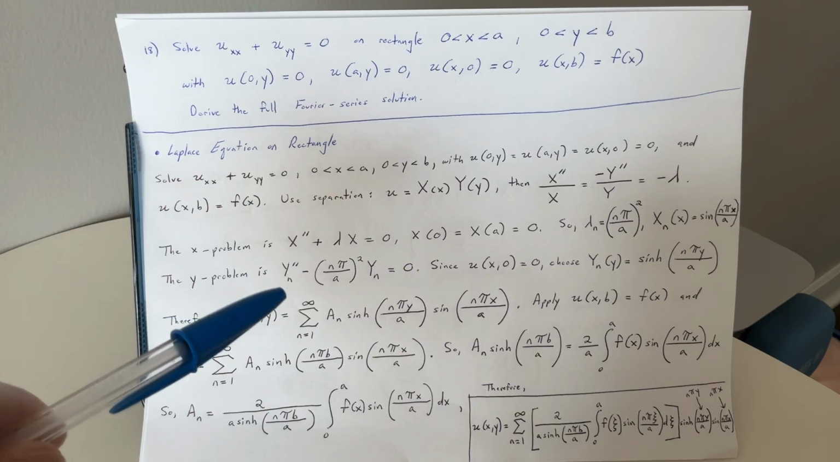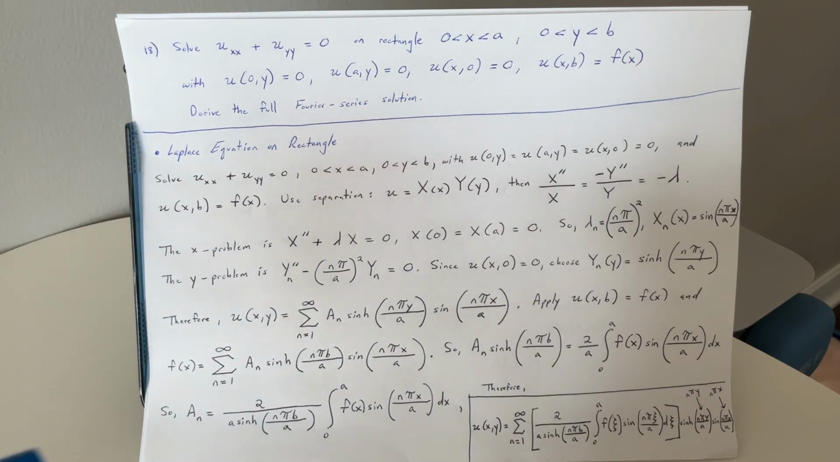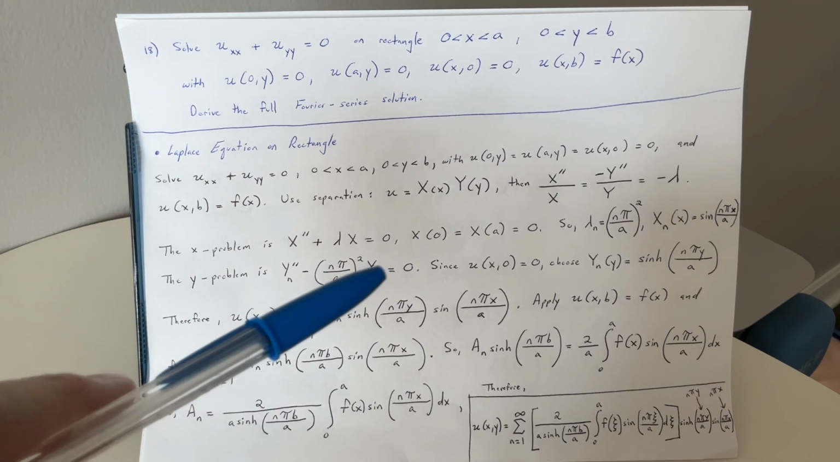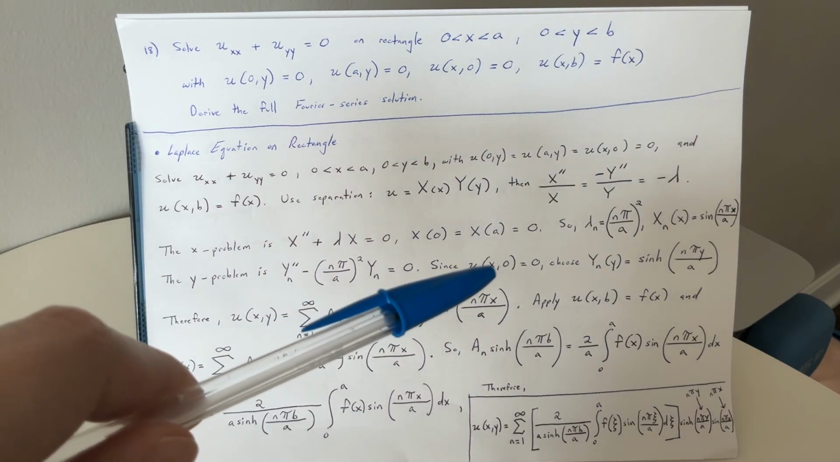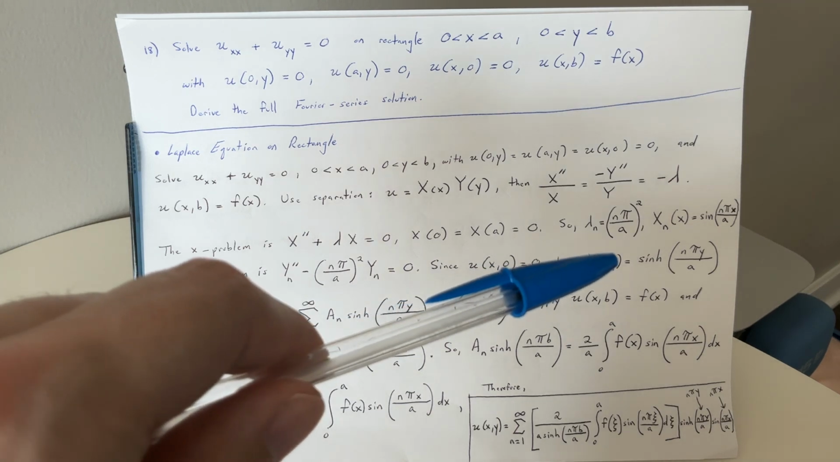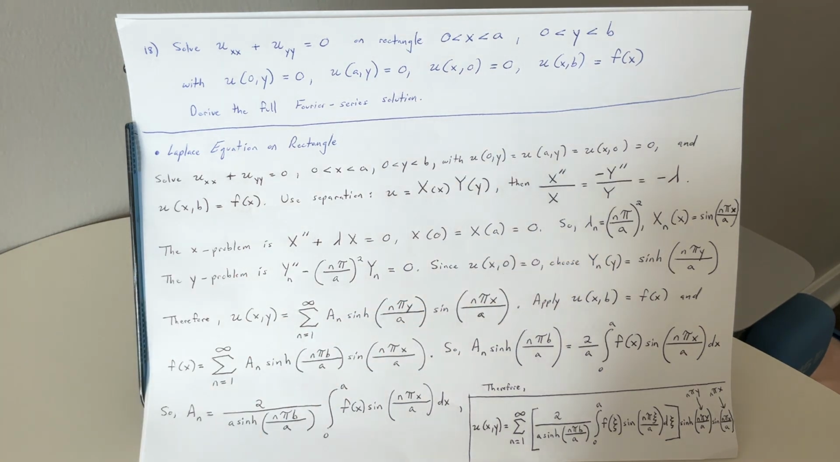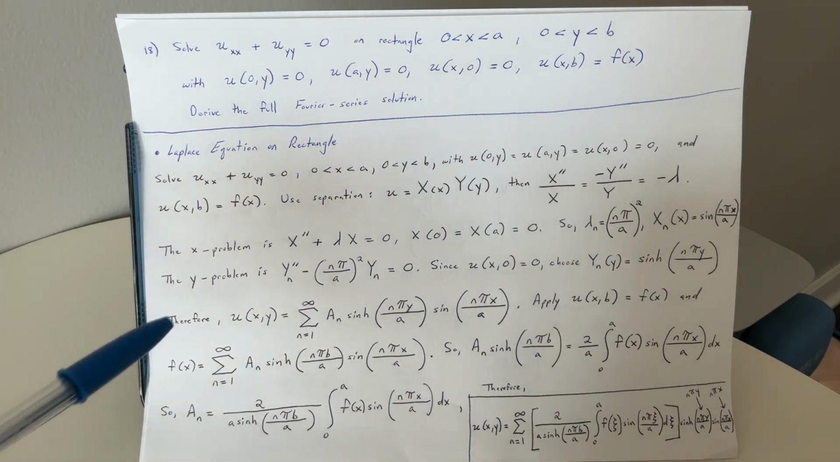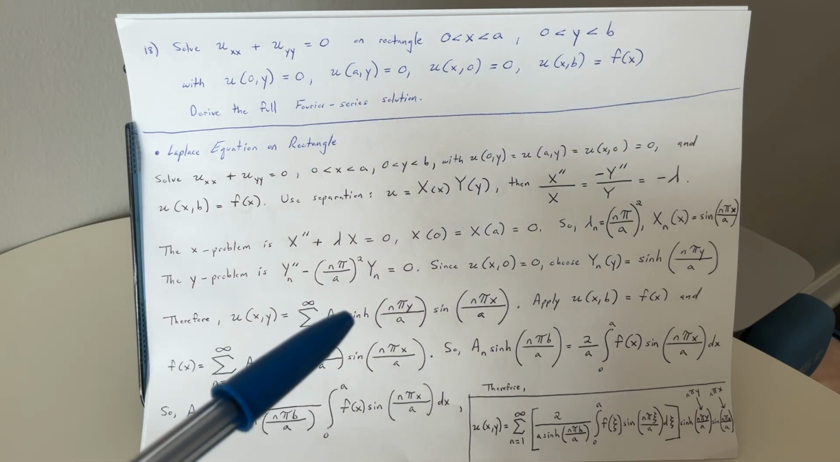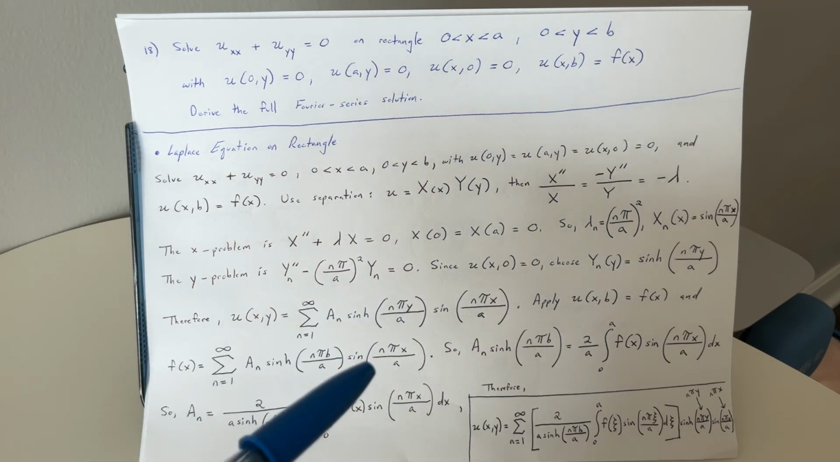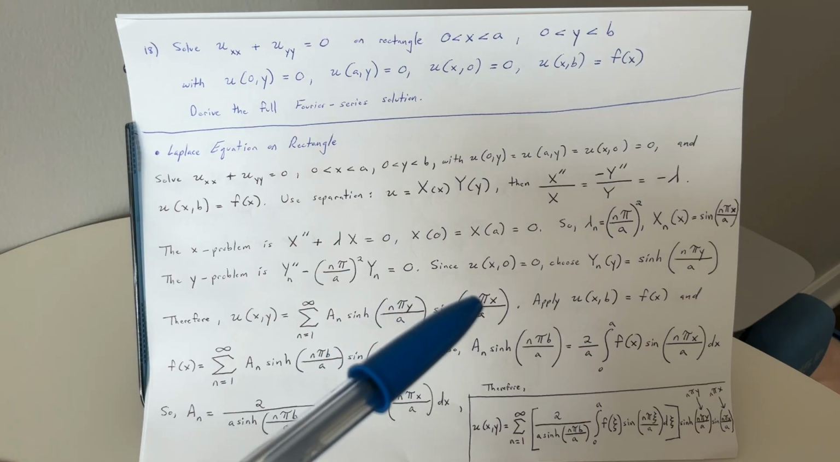The y problem is Y sub n double prime minus n pi over a squared Y sub n equals 0. Since u of x comma 0 equals 0, we choose capital Y sub n of lowercase y, and that's going to equal the hyperbolic sine of n pi y over a. Therefore, u of x, y equals this sum from n equals 1 to infinity, A sub n hyperbolic sine of n pi y over a sine of n pi x over a.